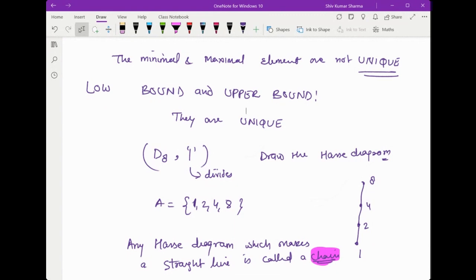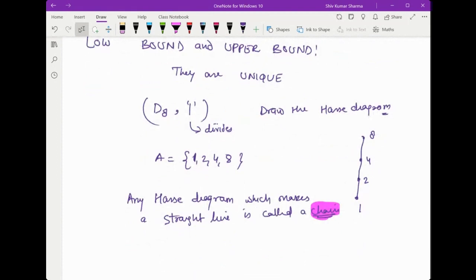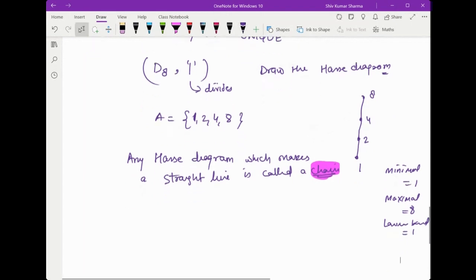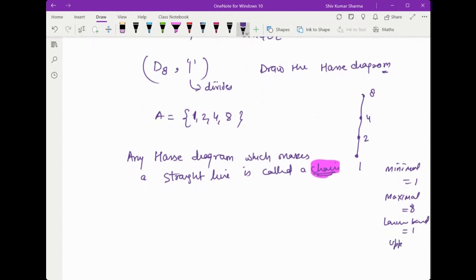Now, in this example, when we obtain lower bound, upper bound, maximal, minimal elements, all exist. So minimal element 1, maximal 8, lower bound 1, and upper bound 8. So lower bound 1 and upper bound 8.